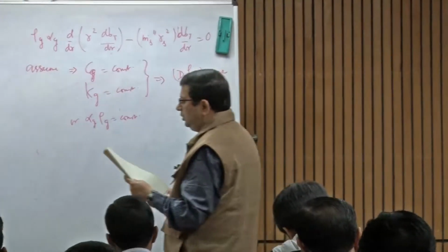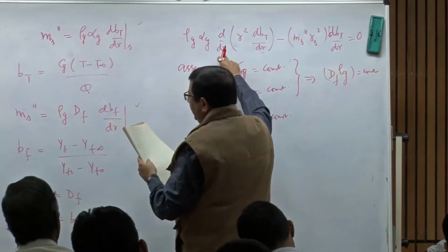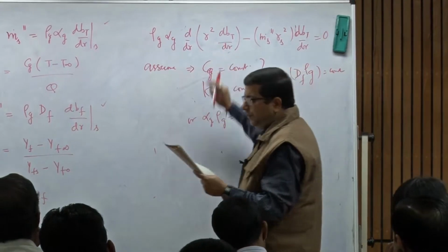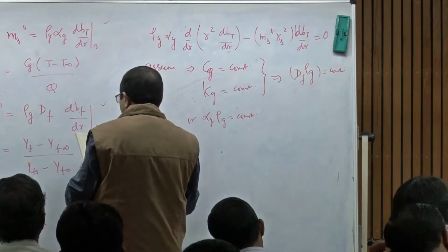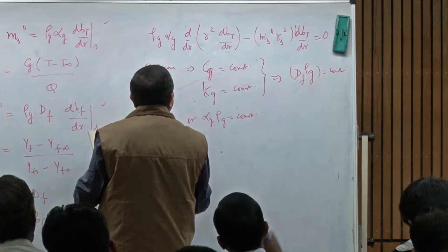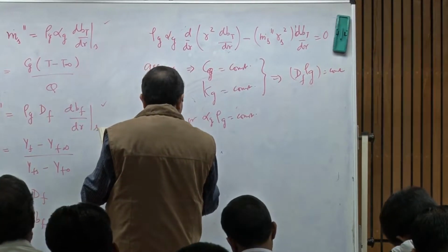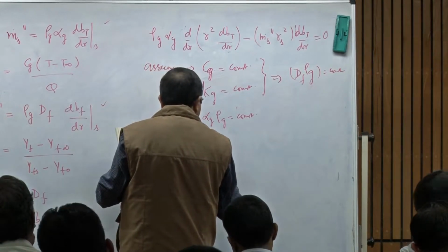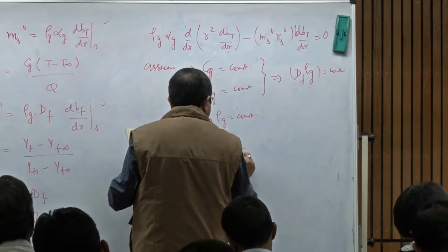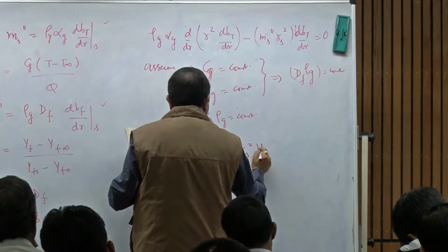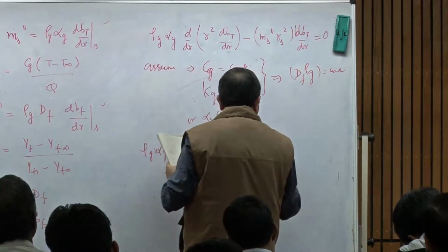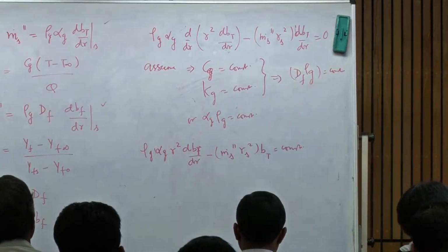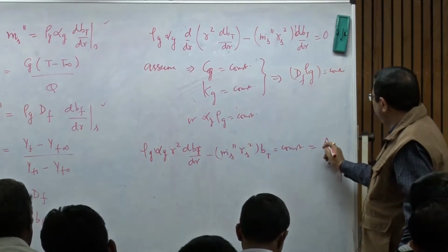So, if I integrate this expression once, then we get rho g alpha g r square d B t d r minus, equal to a constant. So, just integrating it once. Let us say the value of this constant is capital A.